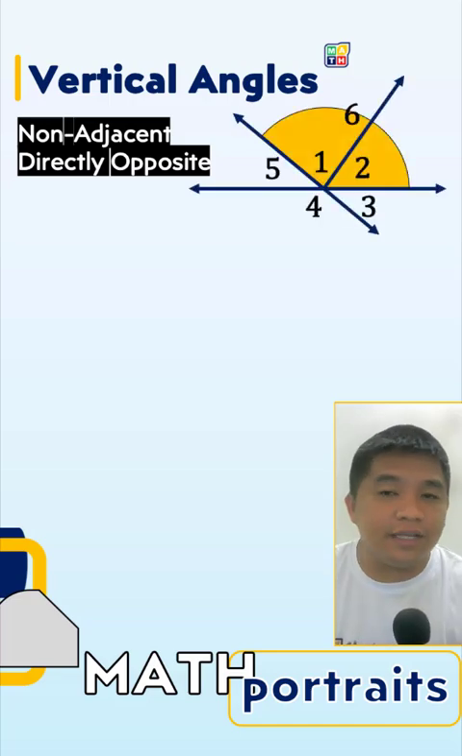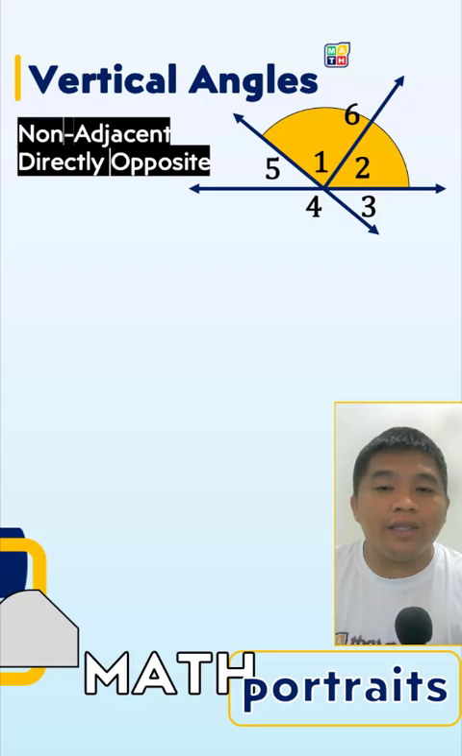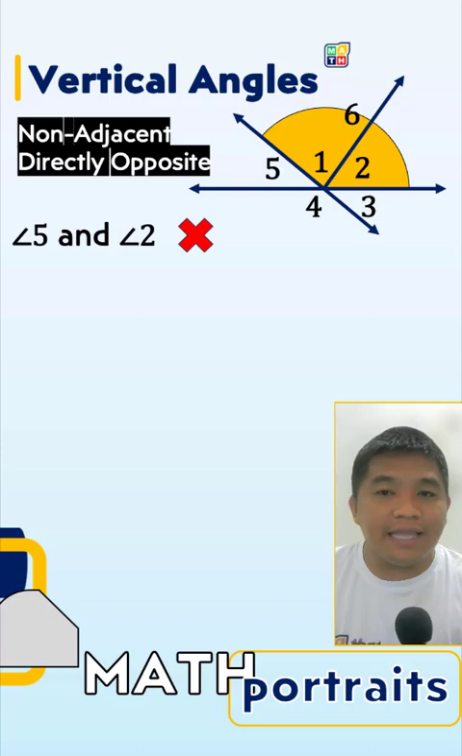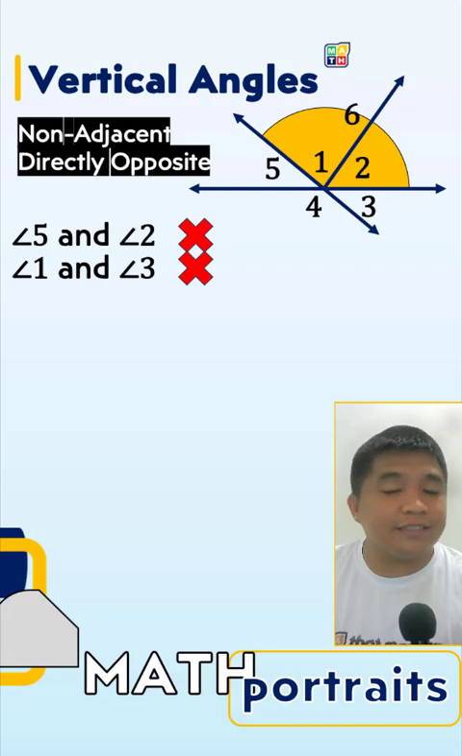Now, let's look into this illustration and determine which angles are considered to be vertical angles. Let's examine angle 5 and angle 2. Angle 5 and angle 2 are, yes, non-adjacent, but when you look at them closely, they are actually not directly opposite each other, because angle 5 is formed by two lines and angle 2 is formed by one line and a ray rather. Angle 1 and angle 3 share the same consideration. They are non-adjacent, but they are not directly opposite each other.